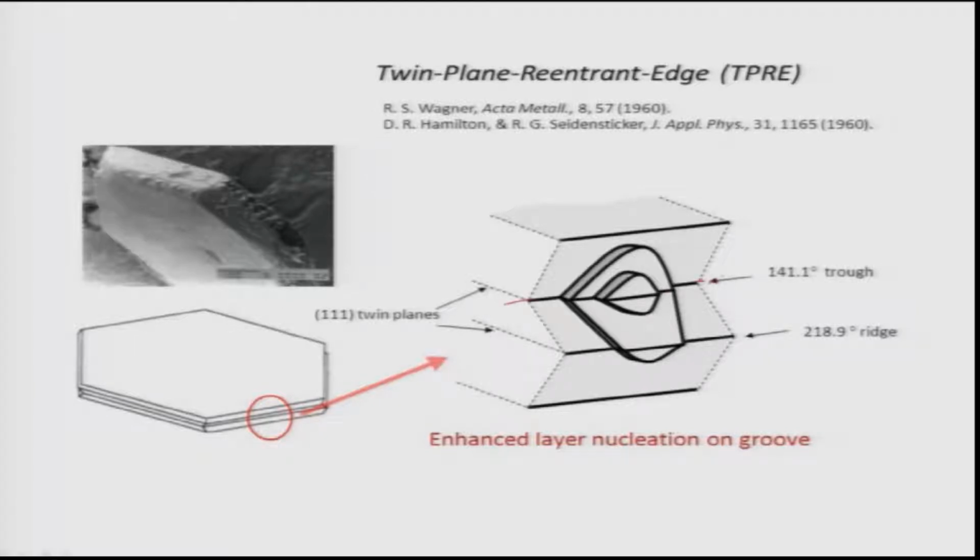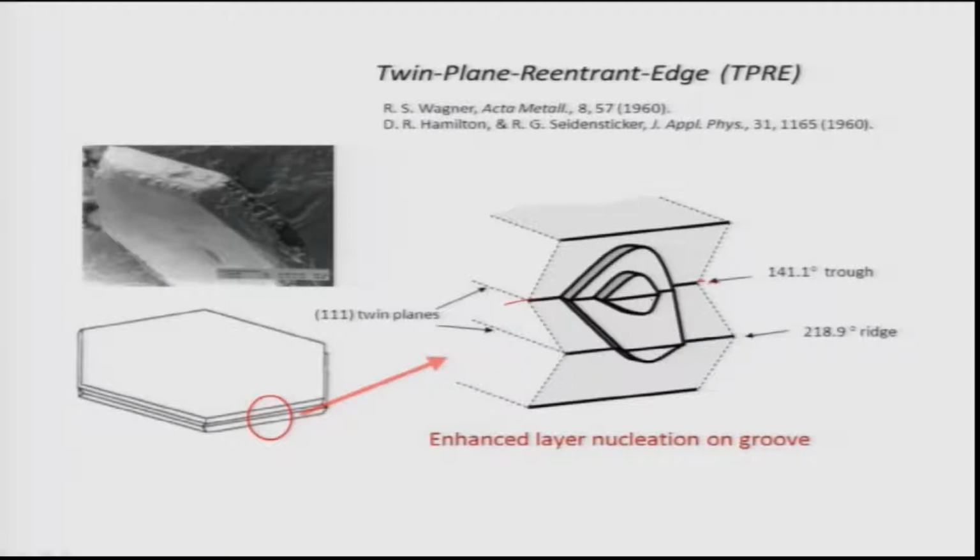You can see here there are two ridges at 218.9 degrees, and when these two ridges meet together, they form a reentrant angle of 141.1 degrees. Enhanced liquefaction on this groove, not edge, is easily possible when the liquid atoms come and sit there and join the solid. These are the actual pictures that can happen in the case of silicon. There are varieties of ways such a growth mechanism is possible, like dislocation mediated, twin mediated, or even by surface nucleation.